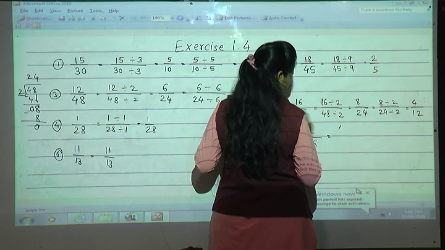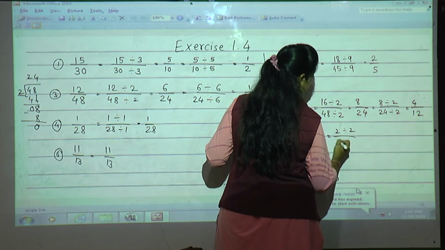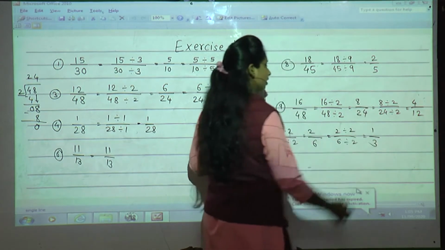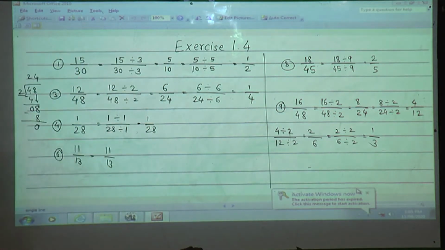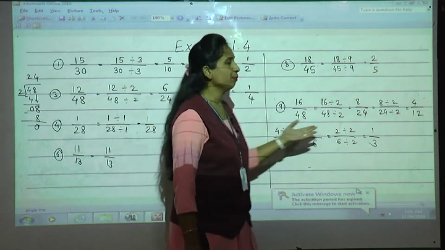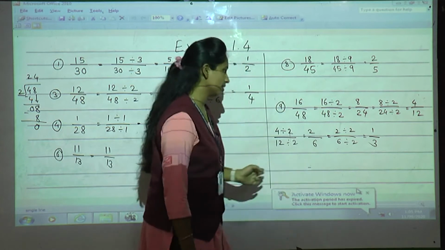2 divided by 2 and 6 divided by 2. 2 1s are 2, 2 3s are 6. So the answer is 1/6. See how many steps there are? So many steps, isn't it? Can you see? So many steps are there.